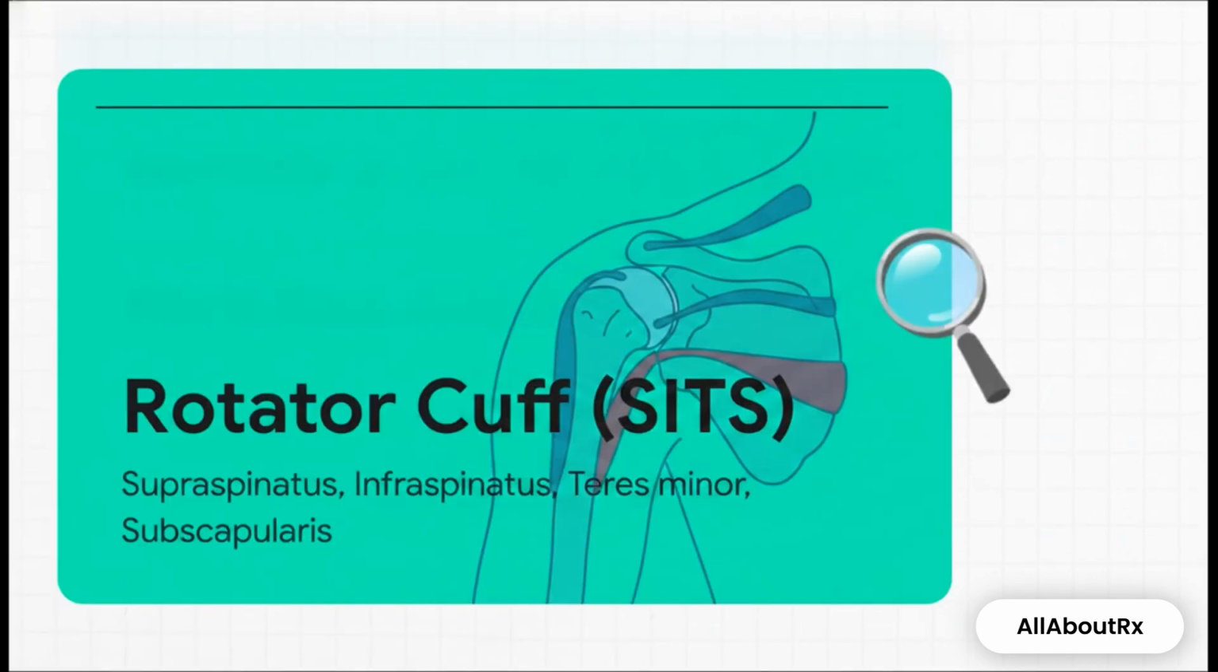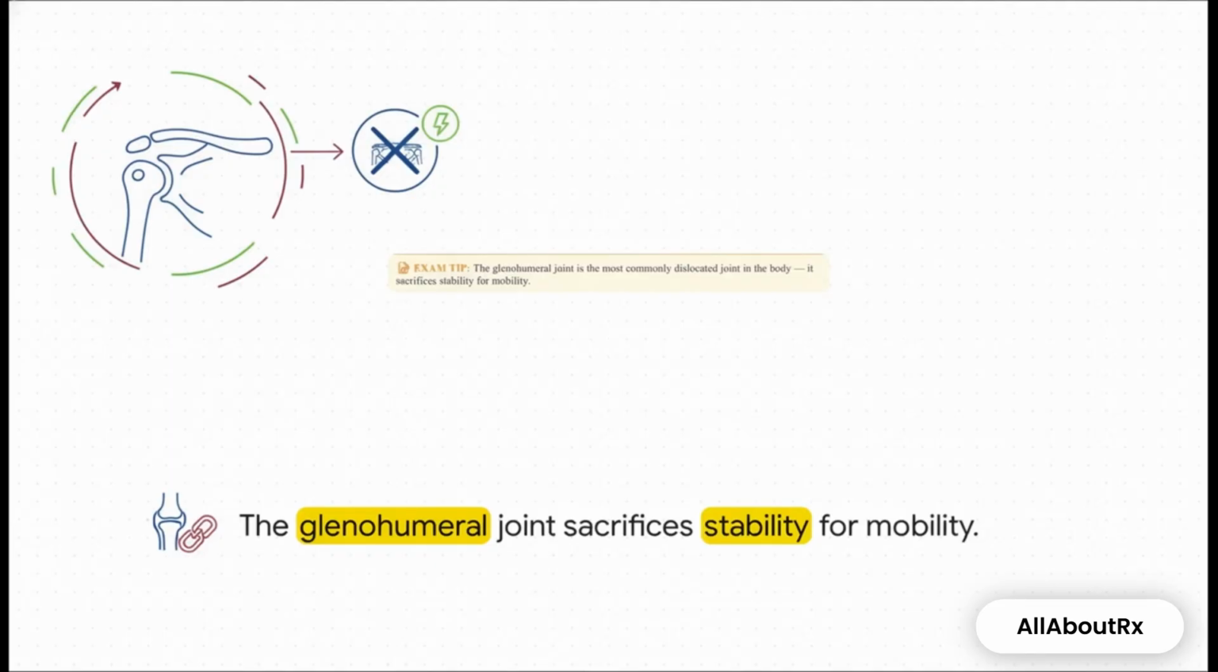Now, because that bony structure is so minimal, the shoulder relies heavily on dynamic muscular support. Check out this mnemonic: SITS. This perfectly maps out the four crucial rotator cuff muscles you absolutely have to commit to memory. We're talking the supraspinatus, infraspinatus, teres minor, and subscapularis. Think of these four muscles as dynamic ligaments, just hugging the head of the humerus right into the shallow socket of the scapula. But that brilliant design definitely comes with a clinical trade-off.